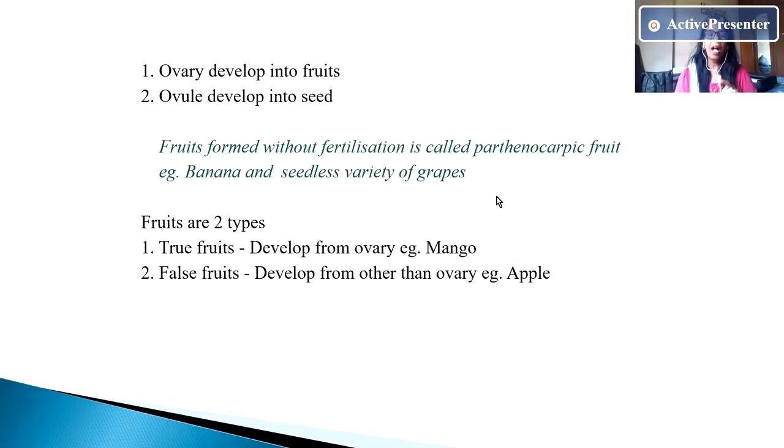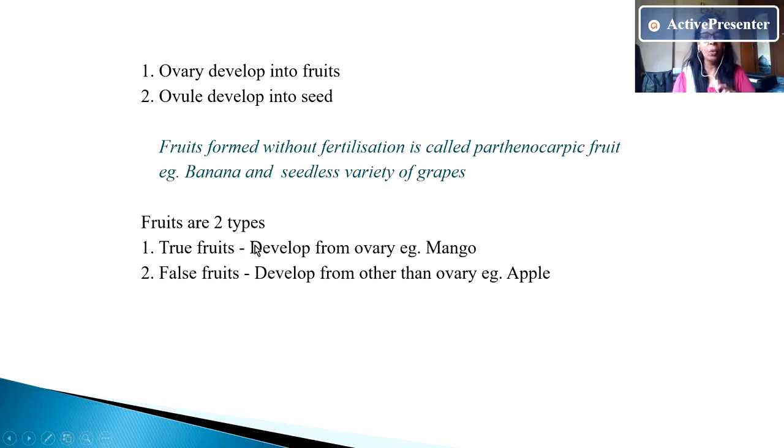Then next, after fertilization, what happens to the ovary parts? The ovary develops into fruit and the ovule develops into seed. Inside the seed you saw now, there is endosperm and embryo. And fruit formed without fertilization is called parthenocarpic fruit. This is 11th standard. Again, you have studied banana and seedless varieties of grapes.